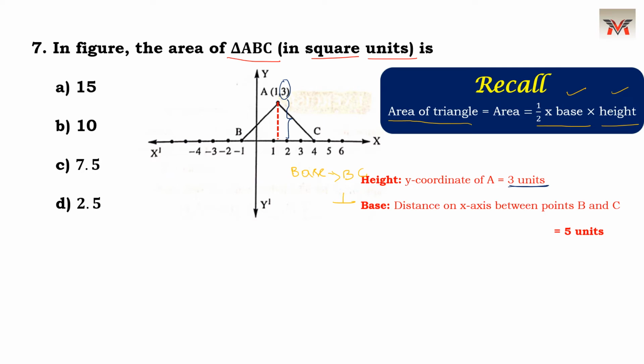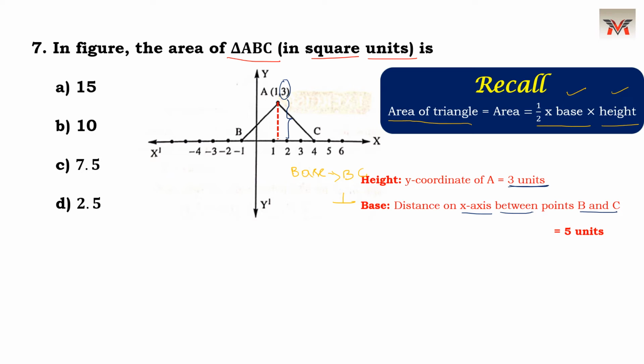Now, what is the base? It is the distance on the X axis between the points B and C, because both B and C are lying on the X axis, right? No need of considering the negative. No need of considering the sign. Always we are going to consider the magnitude, that is just the values by leaving the sign.